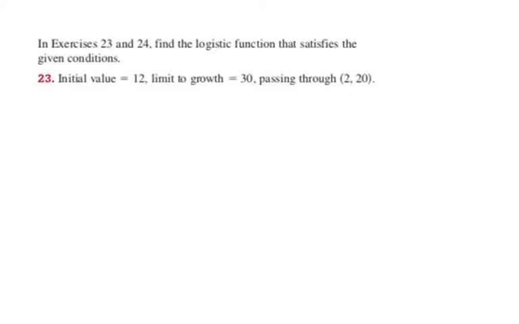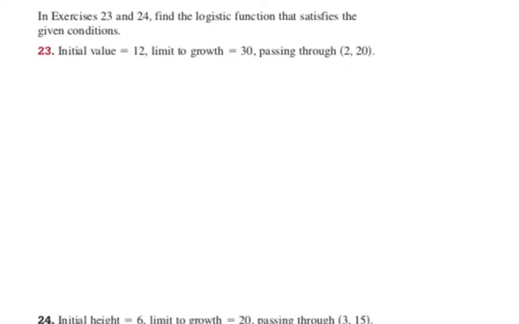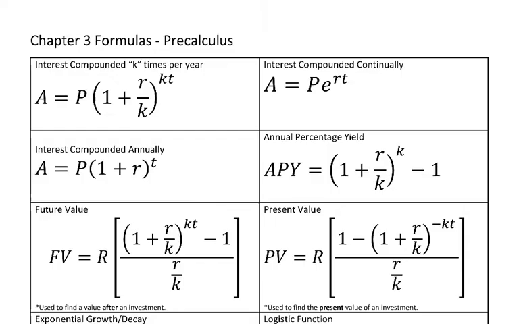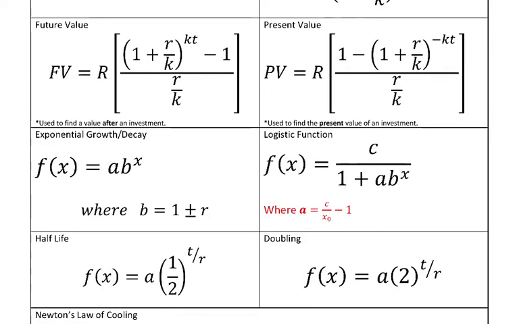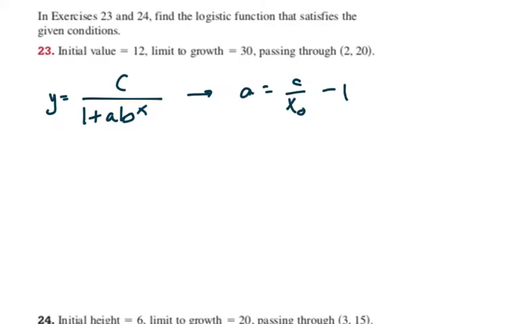Then the next one is finding the logistic function. So that one definitely you're going to want to reference your formula sheet. And so your formula sheet is going to give you this logistic function here. And so we copy it over to our problem. Alright, so taking a look at the given pieces, your initial value is 12, so that's going to be x naught. Your limit to your growth is 30, and so it's going to be c, and it passes through an x and y of 2 and 20.